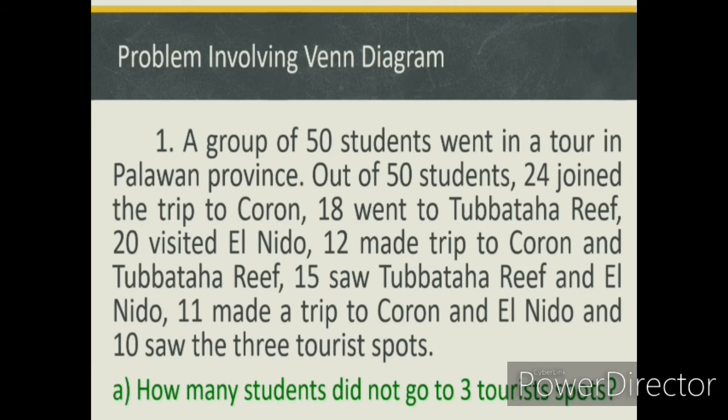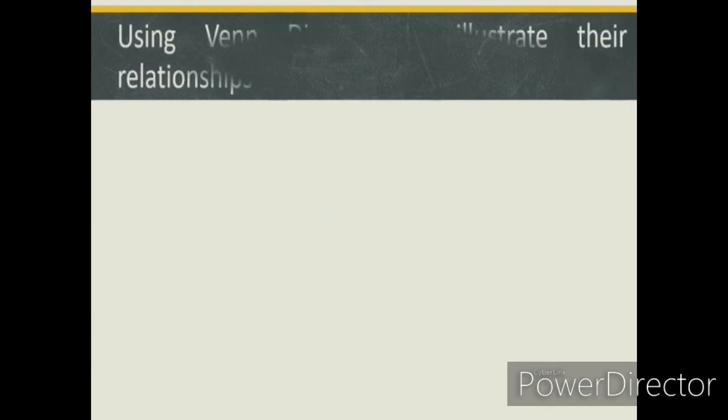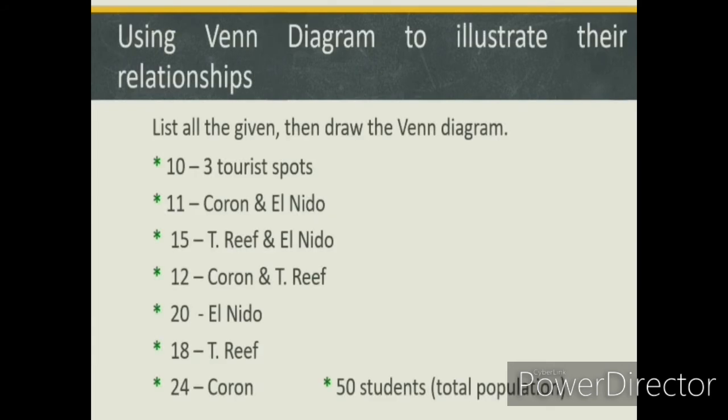Interesting, right? So to answer this question, all you have to do is make a Venn diagram. But before that, you have to list down the given. And the given are the following. 10 students went to the 3 tourist spots. 11 went to Coron and El Nido. 15 went to Tubataharif and El Nido. 12 went to Coron and Tubataharif. 20 went to El Nido, 18 went to Tubataharif, and 24 went to Coron.